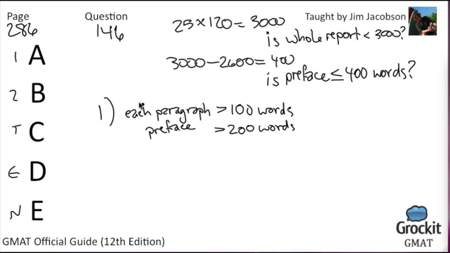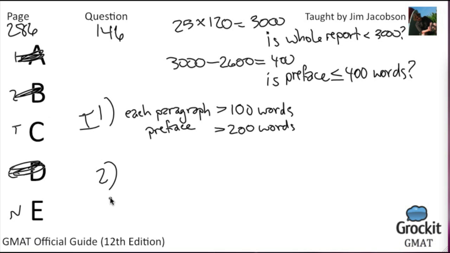Anyway, it's not sufficient because we don't have an upper limit on the value of these paragraphs or the preface, and we need an upper limit to determine sufficiency. So statement 1 is insufficient. It's not A and it's not D. It could still be B.